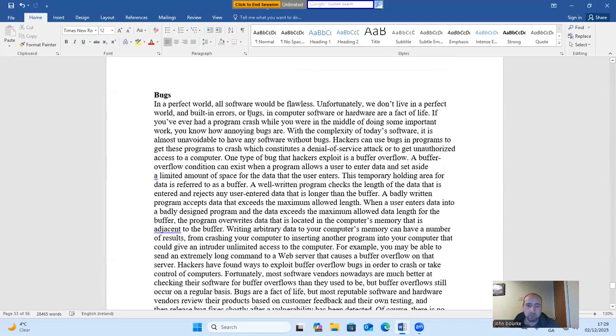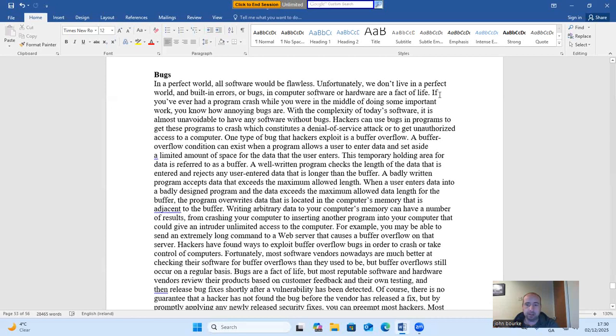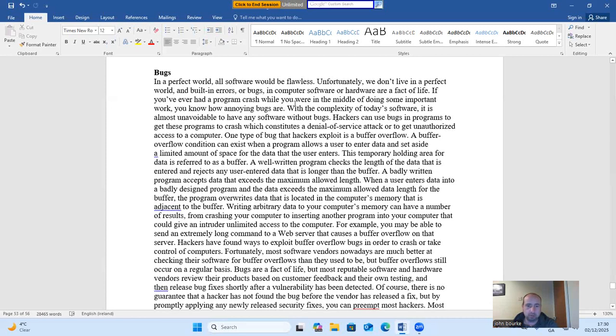Bugs. In a perfect world, all software would be flawless. Unfortunately, we don't live in a perfect world, and built-in errors or bugs in computer software or hardware are a fact of life. If you've ever had a program crash while you're in the middle of doing some important work, you know how annoying bugs are. With the complexity of today's software, it is almost unavoidable to have any software without bugs. Hackers can use bugs in programs to get these programs to crash, which constitutes a denial of service, or get unauthorized access to a computer.